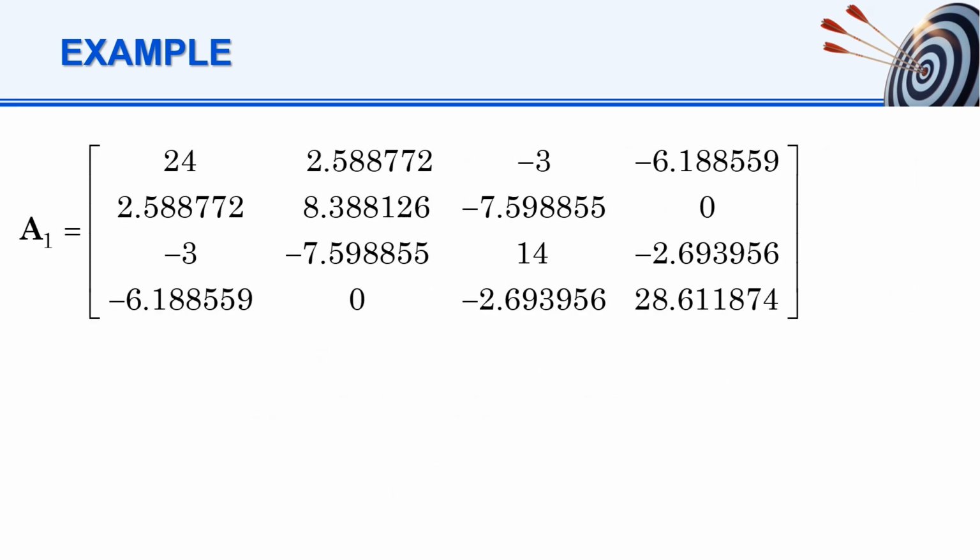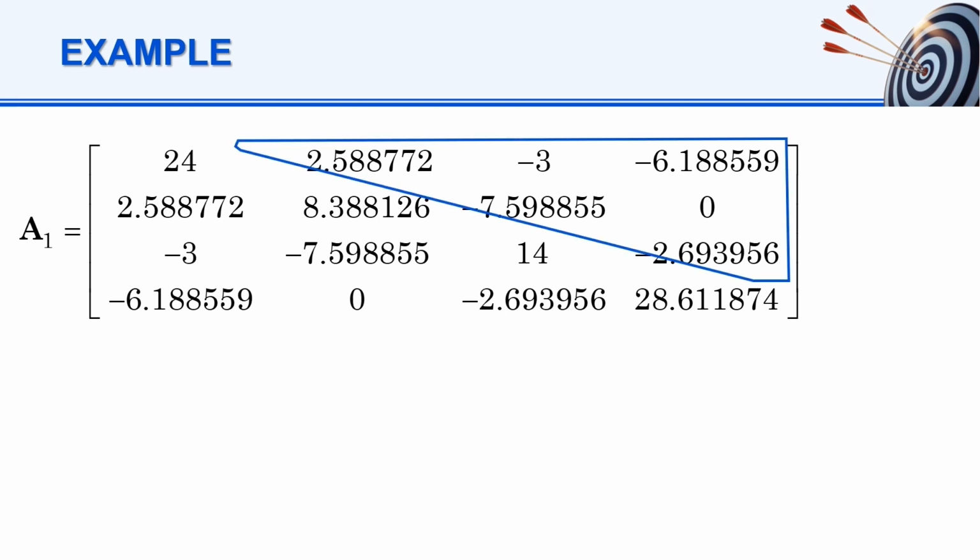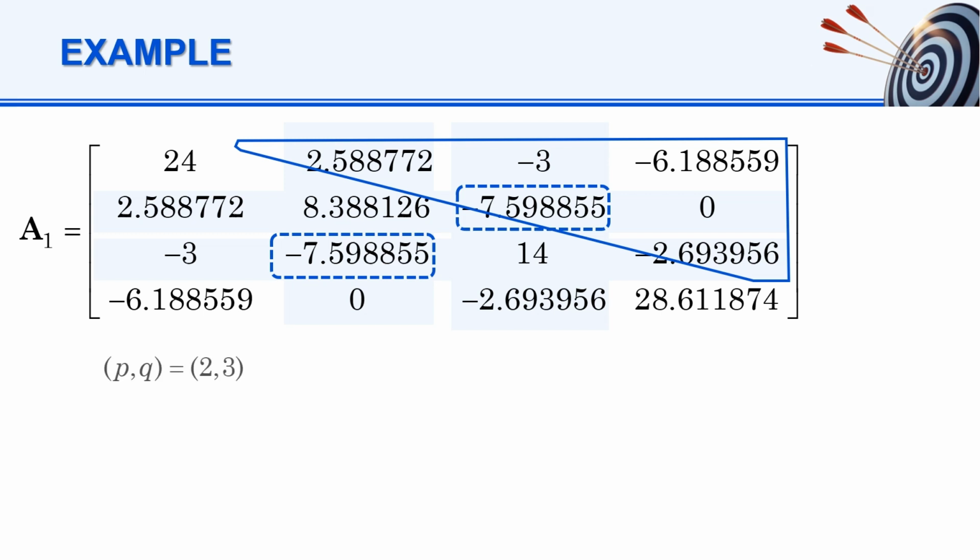At the second iteration step, we work on matrix A1, and we find the largest off-diagonal element in magnitude to be -7.598. They are located at the second row, third column, and the third row, second column. These are the rows and columns that will undergo a rotation.